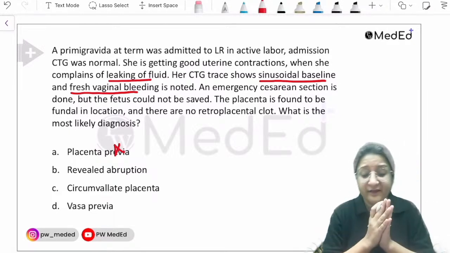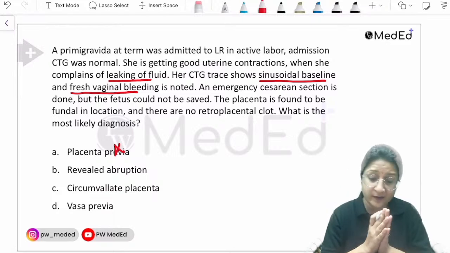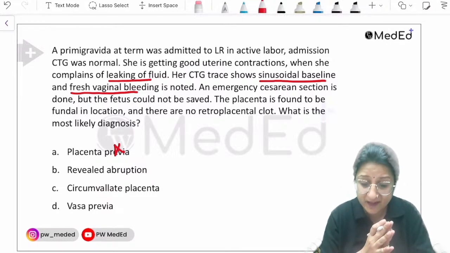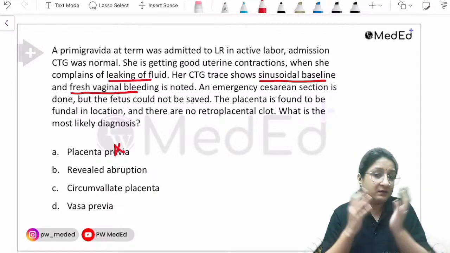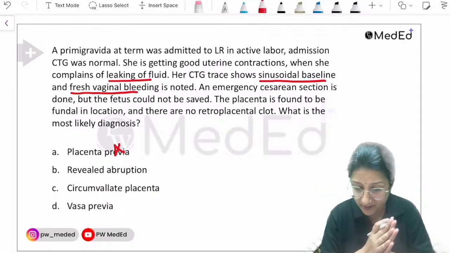It could be a revealed abruption. I don't deny that. But then nothing in the question is pointing towards a placental abruption here in this situation.